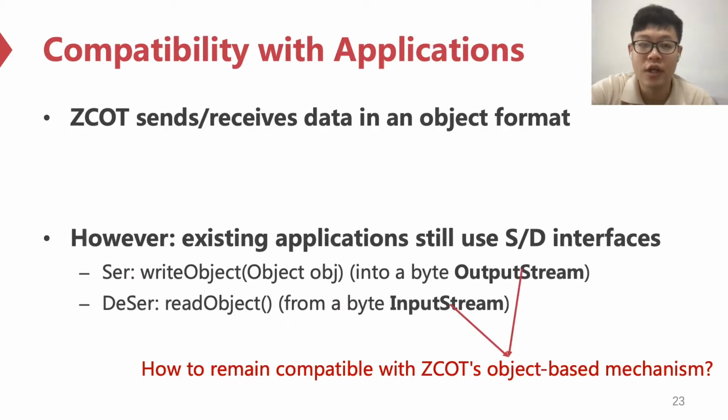So the second challenge is compatibility with existing applications. We have known that ZCOT sends and receives data in an object format. However, existing applications like Spark and Flink still use SD interfaces. Serialization uses interfaces like writeObject, which writes objects into a byte output stream. Deserialization uses readObject, which reads from a byte input stream and converts the bytes to an object. So the problem is how to remain compatible with ZCOT's object-based mechanism.